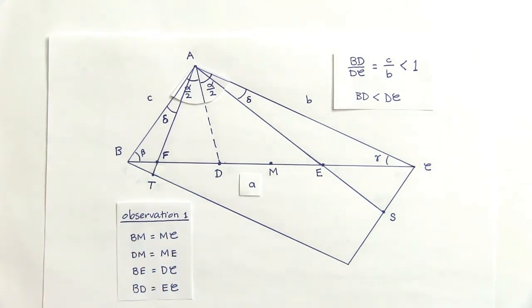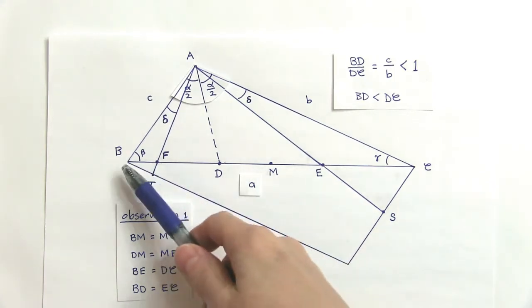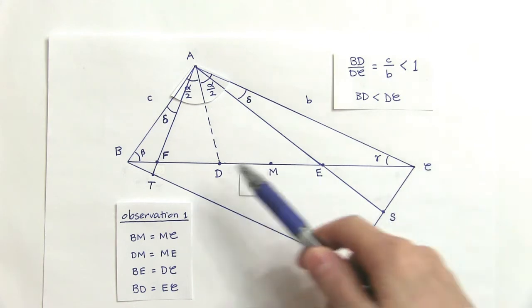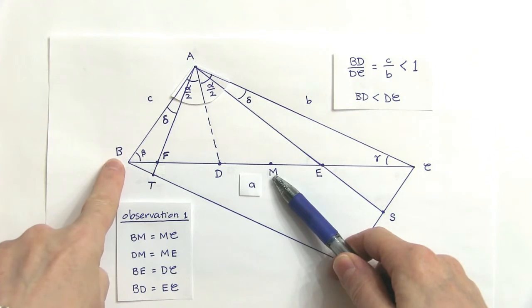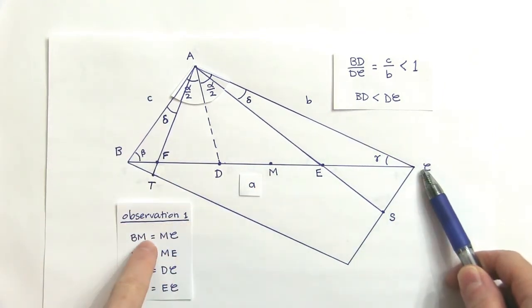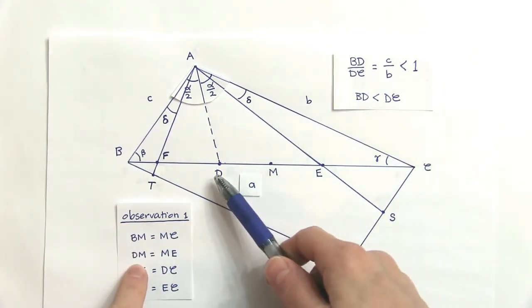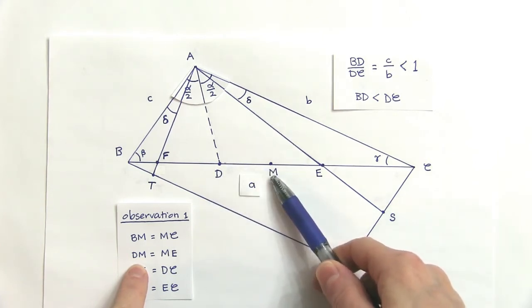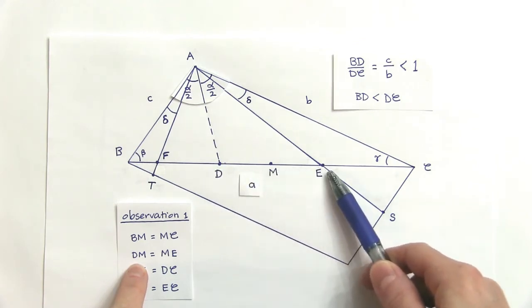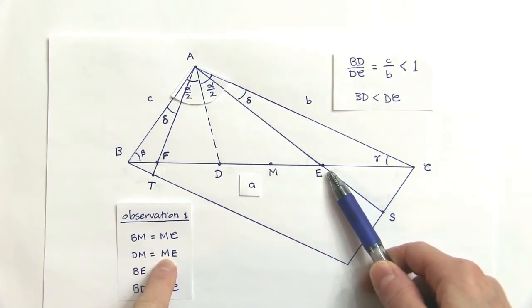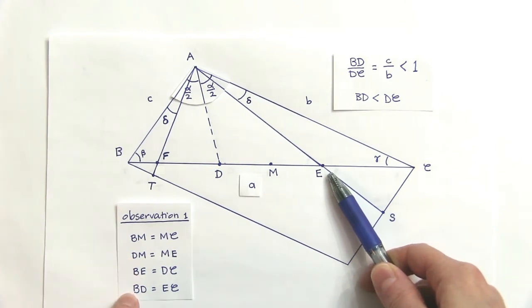And the first observation is to keep track of what was going on with this construction. Because M is the midpoint of this side BC, we know that this length BM is the same as this length MC. And also because of the way D was reflected across the midpoint symmetrically to get E, we know that this length DM is the same as ME. And with these two together, we get these two observations, which we're going to need.